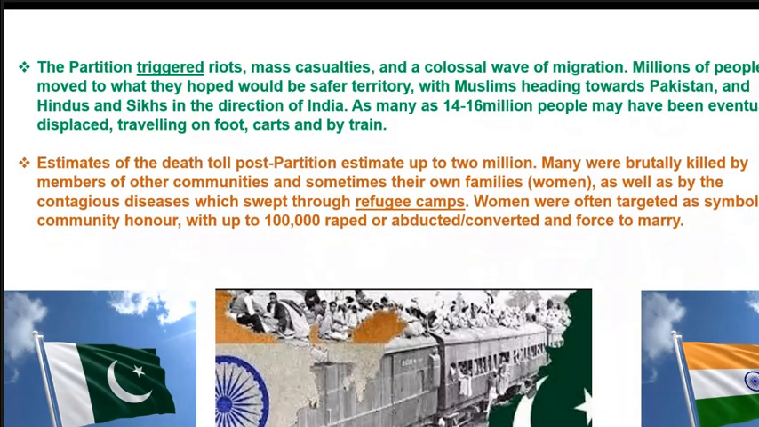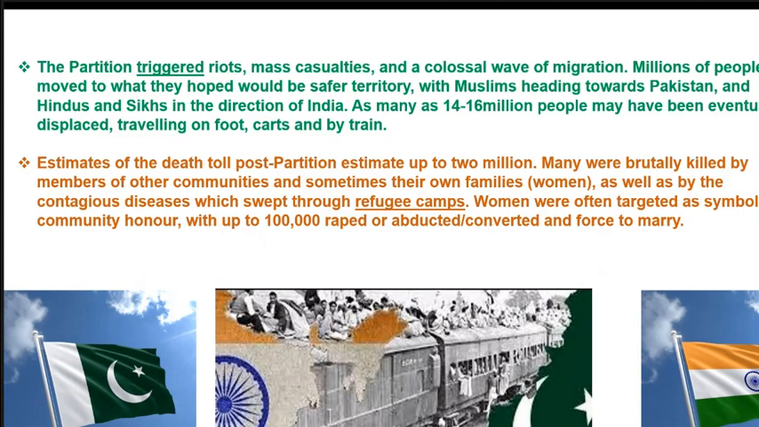The death toll post-partition is estimated to be 2 million, but I think that's a very conservative figure because I don't think anybody was recording every single death. Given that it was a huge population and everything that was happening, I think that's being really, really conservative. Many were brutally killed by members of other communities and sometimes their own families.